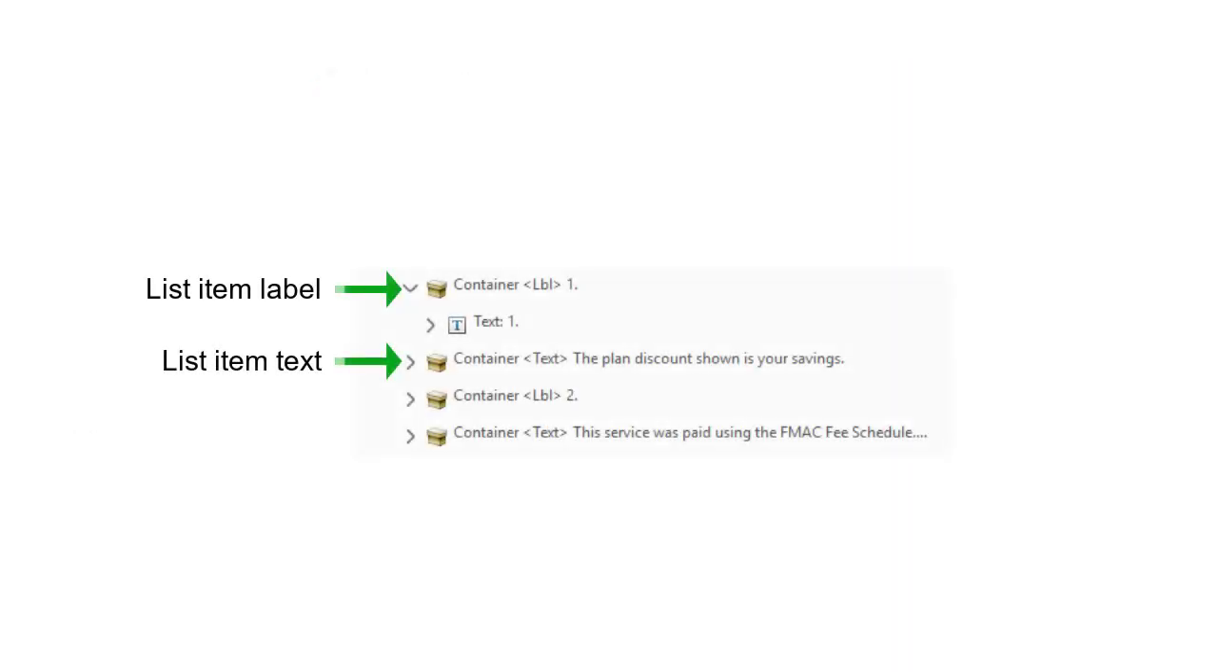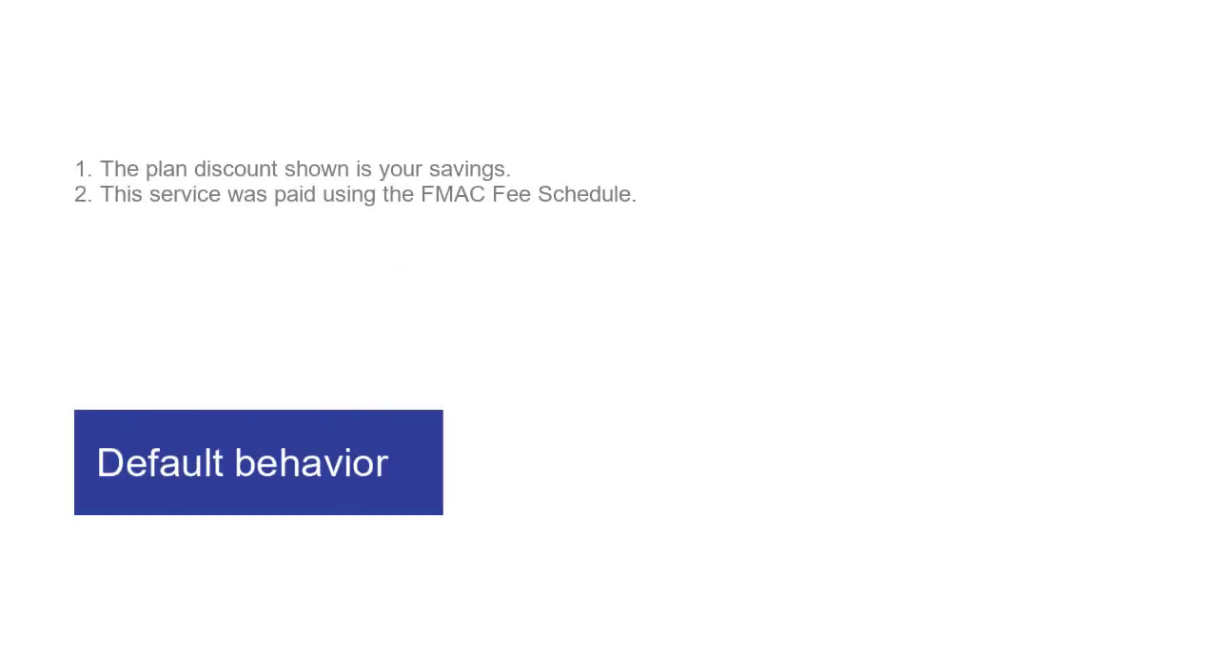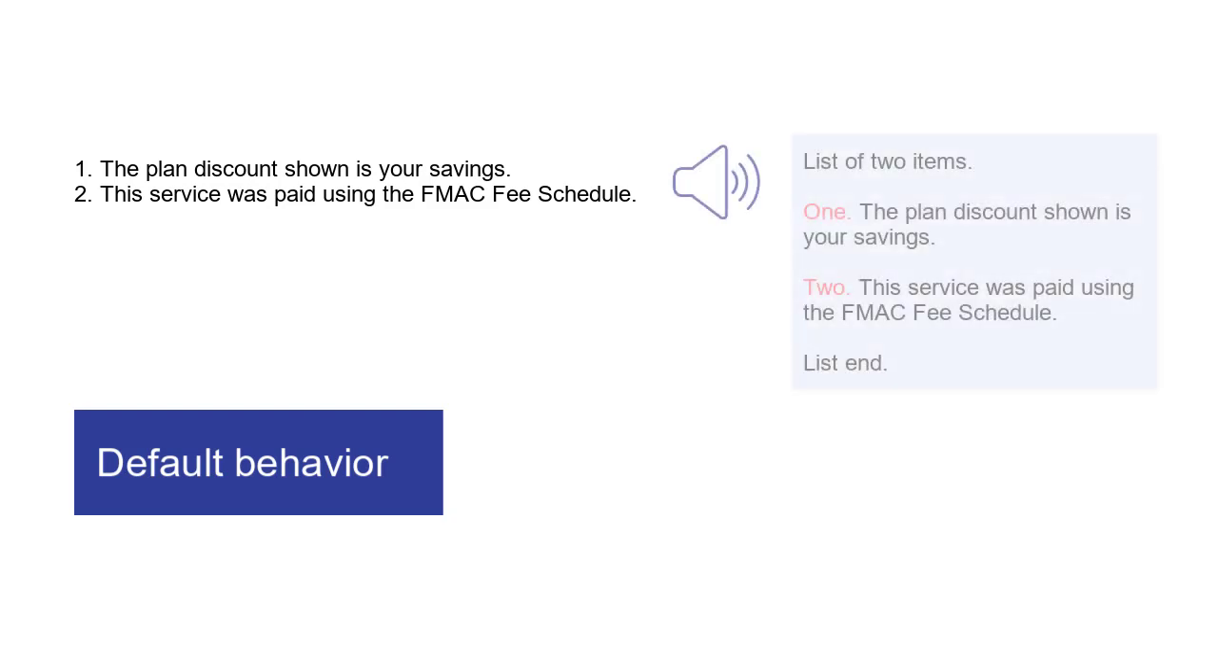Lists that are created in Exstream are tagged by default with the list tagging structure for the list item labels and text. This results in each list label being read by the accessibility tool. In this example, the list would be read in the following way, with each label being read. List of two items. 1. The plan discount shown is your savings. 2. This service was paid using the FMAC fee schedule.